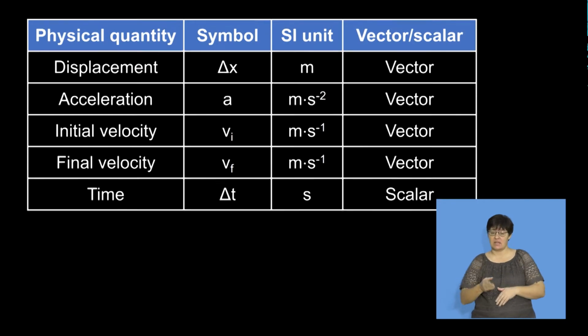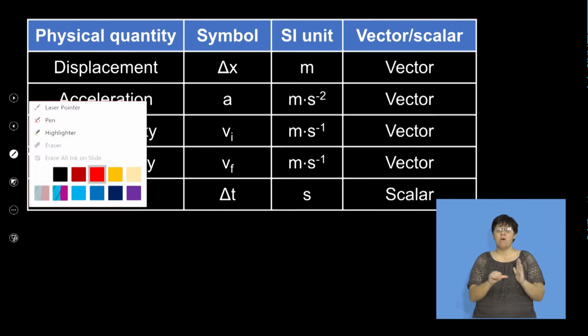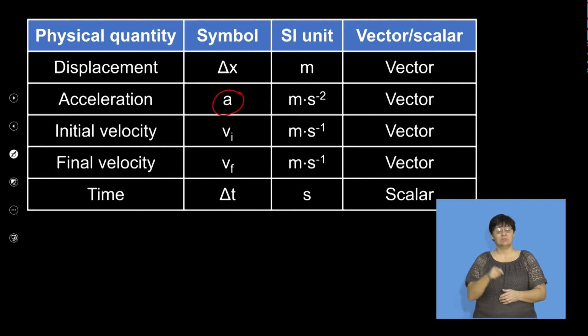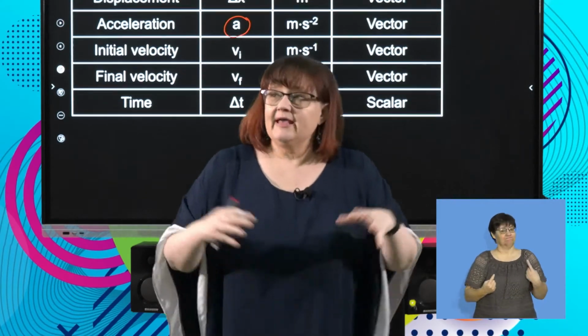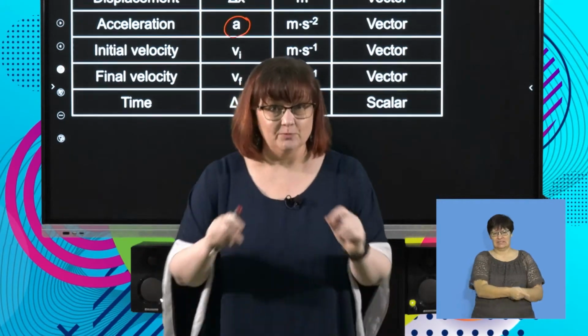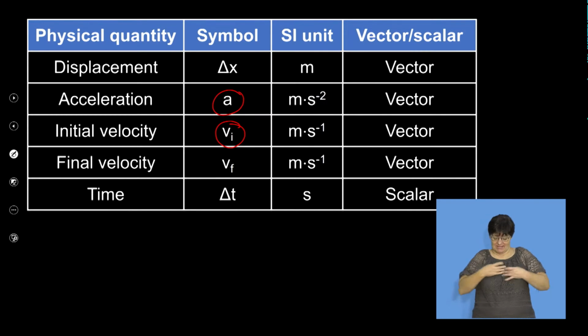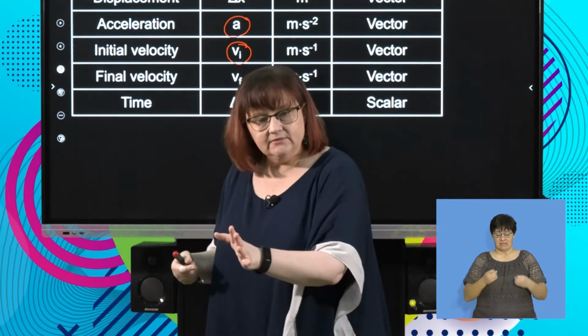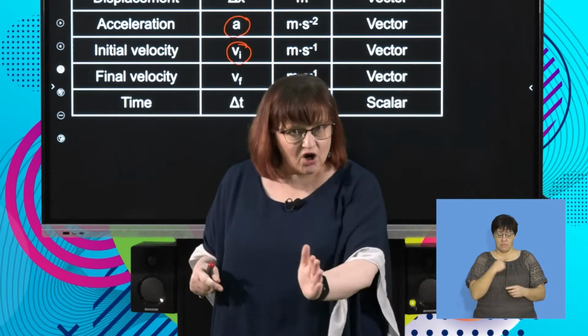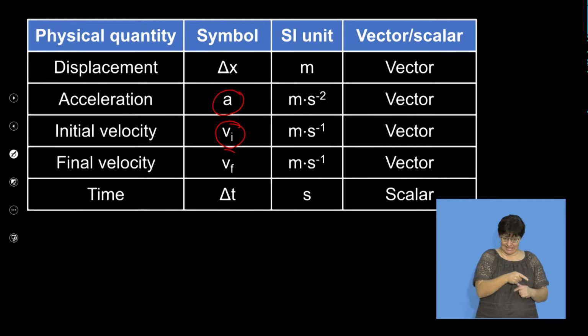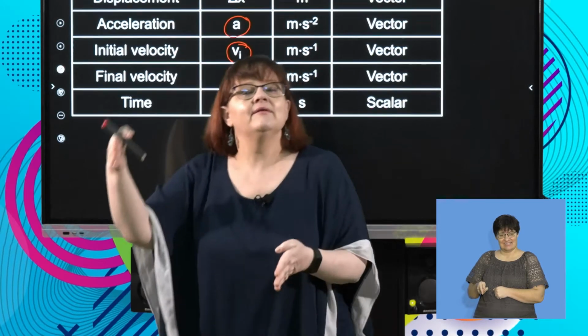Acceleration, meters per second squared, also a vector. Now please, and this is quite important because I see it all the time, that's a lowercase a. It's a baby a. You can't make it a capital A. Capital A means something completely different, so be careful there. Then we've got initial velocity. We know V stands for velocity, but the I means initial. Initial, beginning. Okay, so initial velocity is the start of the motion. VF is final velocity, final meaning at the end.